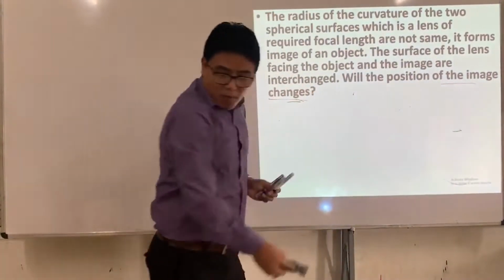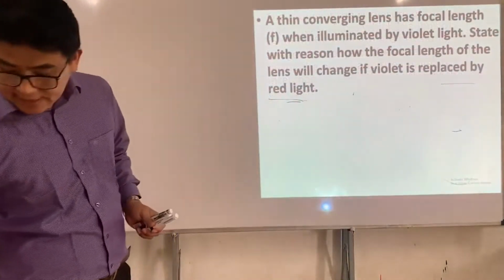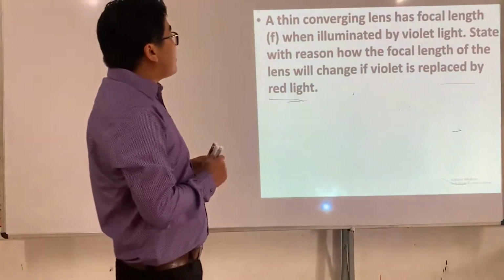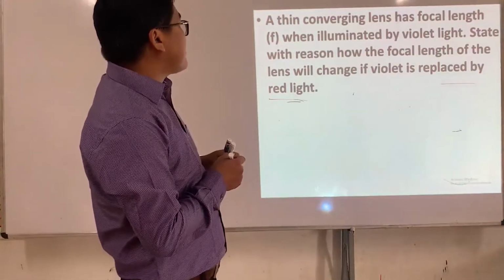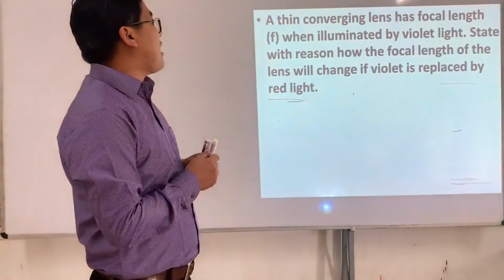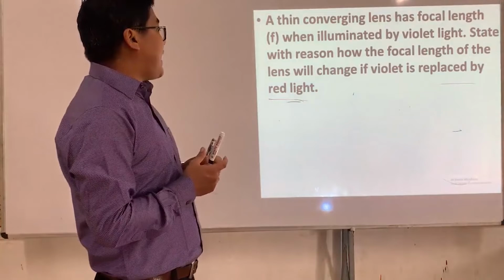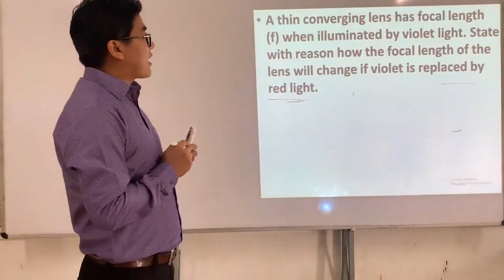Now, the second problem I have is this. A thin converging lens has a focal length f when illuminated by violet light. State with reason how the focal length of the lens will change if violet is replaced by red. So this is the point again.